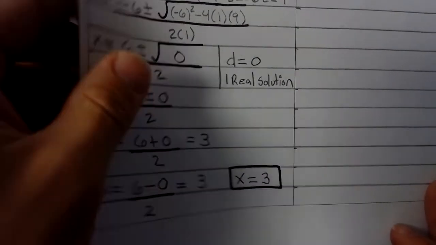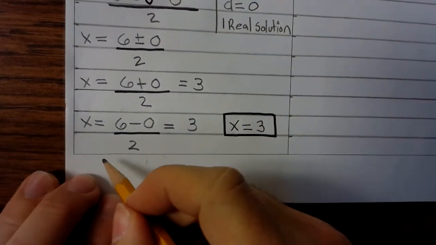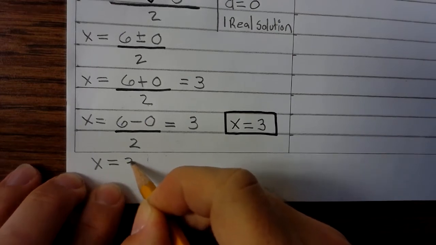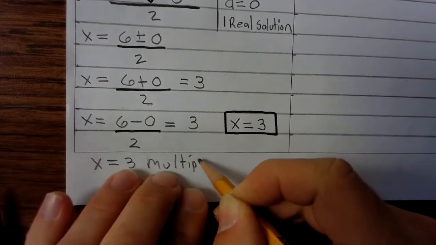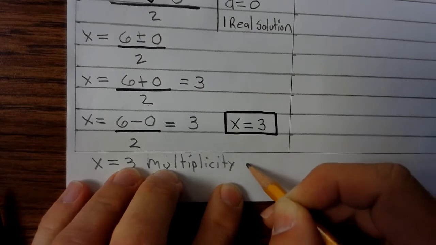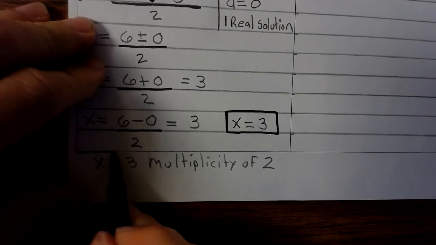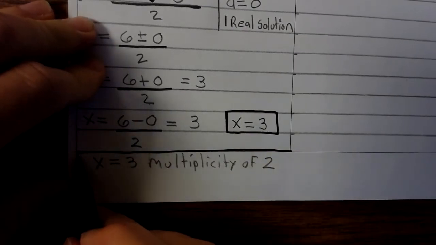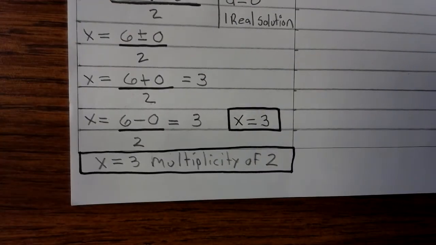But there's something special about this. Because we got 3 twice, we say that x equals 3 with a multiplicity of 2. Okay, so go ahead and finish up example 3. All right, let's take a look at example 4.